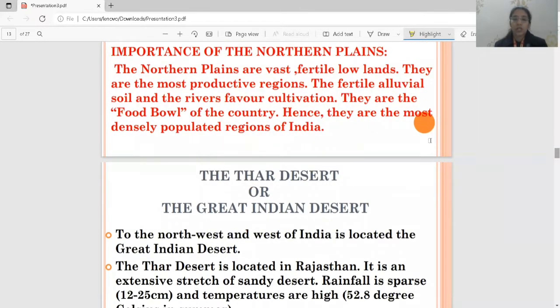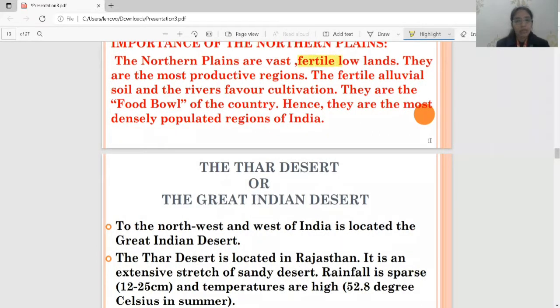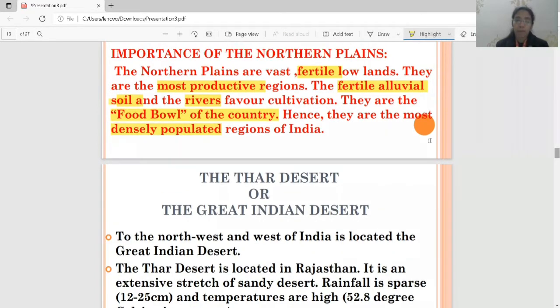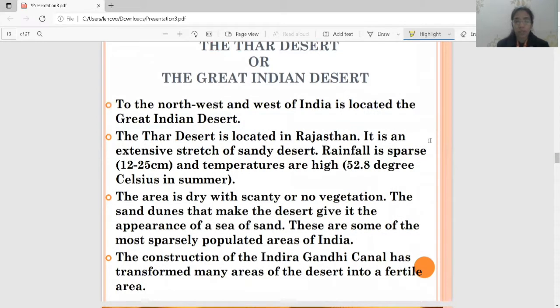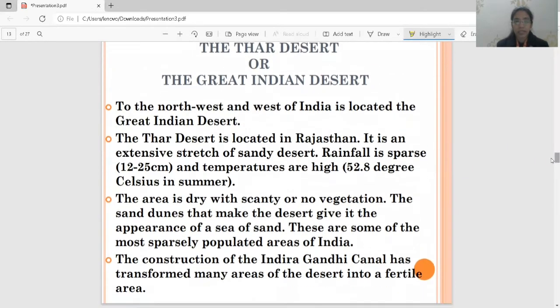What is the importance of your northern plains? They are fertile. First thing, it is the most productive region because agriculture is the main activity done here. Fertile, why? Because alluvial soil is there. That's why it is fertile. So many rivers are there. They are known as, underline, the food bowl of the country. Northern plains are known as the food bowl of the country. And it is densely populated, meaning most of the population of India lives in the northern plains.